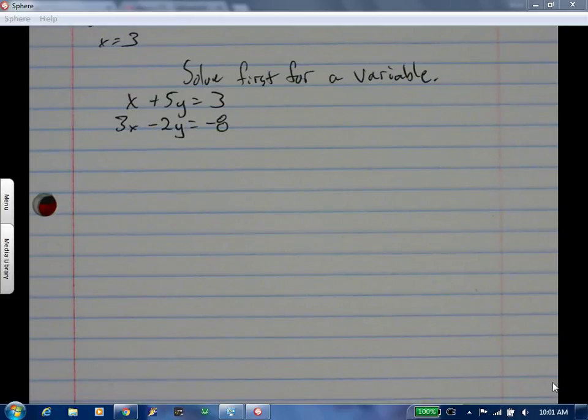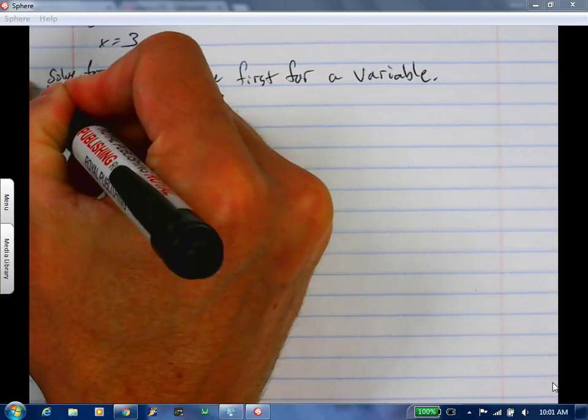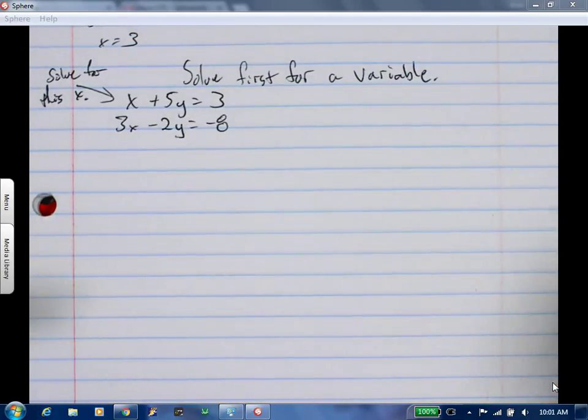But this y has a 5. So if I'm solving for y, I would have to divide by 5 at some point, correct? That could lead to fractions. I know we don't want to stay with that. This x has a 3. I would have to divide by 3, again, leading to fractions. Dividing by 2 could lead to fractions. So this x is going to be the easiest one to solve for. Solve for this x. You're going to solve your x's problems.